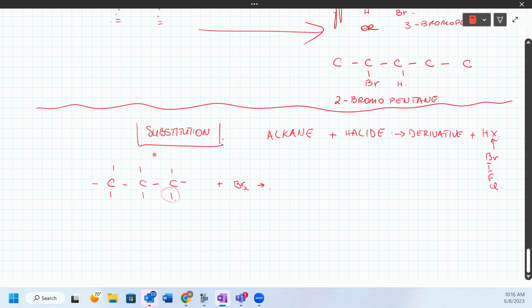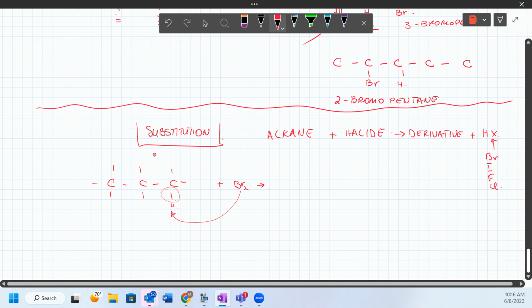So one of the hydrogens, let's say this one here, is replaced with one of the bromines, and then it is forming CCC Br here, and then they are all H's. And then this H that was here is bonded with the left bromine, and it is forming HBr.